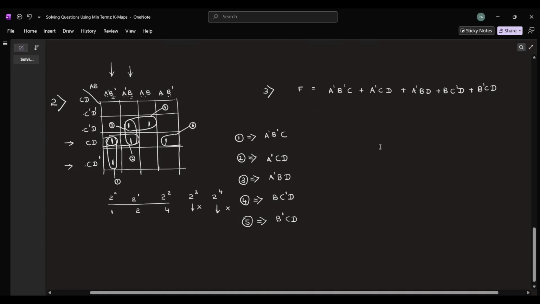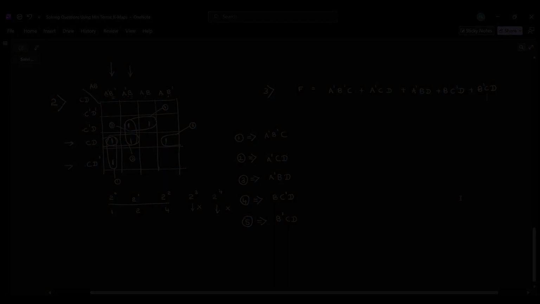Now you can draw the block diagram, and then you can go into drawing the logic circuits using logic gates, and you can draw using NAND gates and NOR gates that I have taught in the previous videos. Please go through them if you want to, but this is the simplification of this specific question.